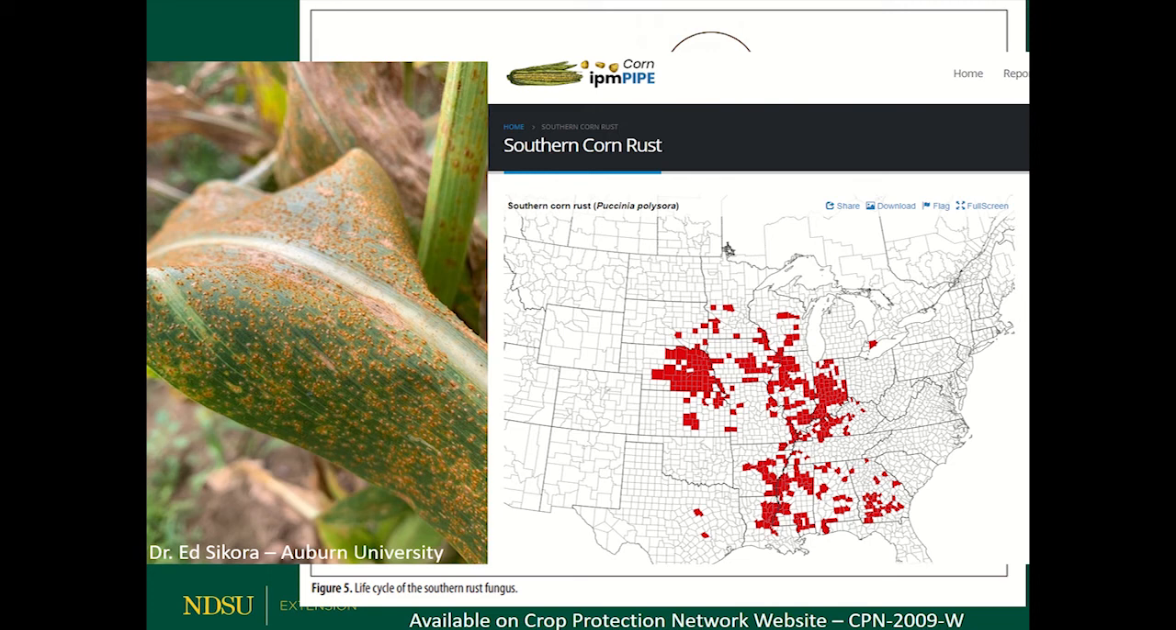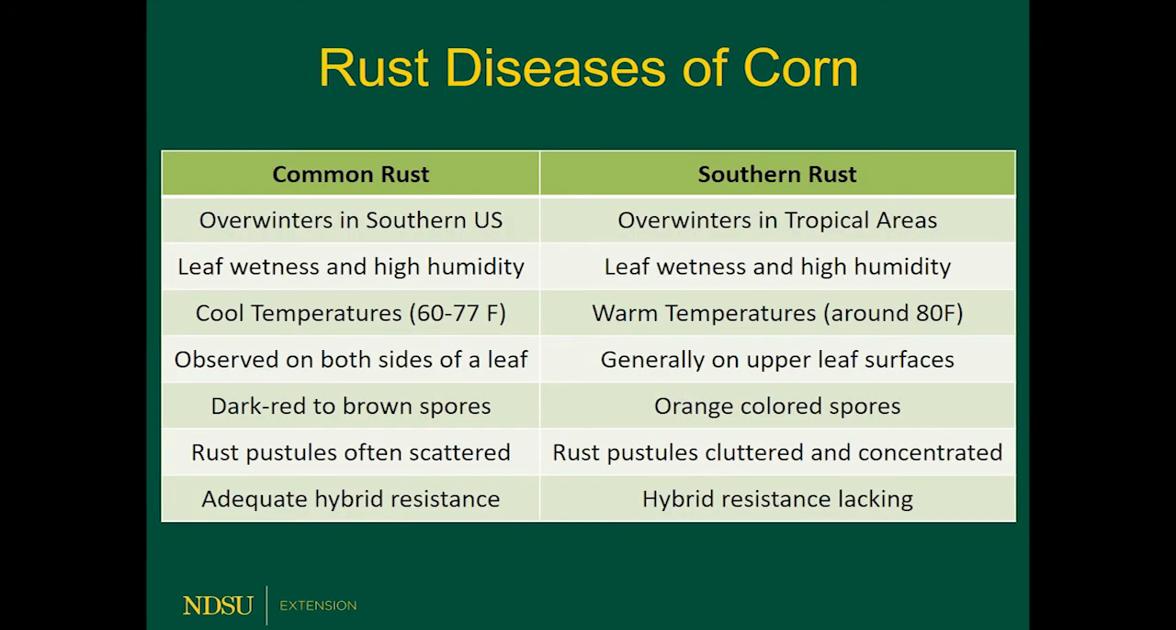So did it really amount to anything? Well, lucky for us, we were past the dent stage. We had an advanced crop before the southern rust spores were detected, and it did not lead to any yield loss, and I'll explain that in a little bit more.